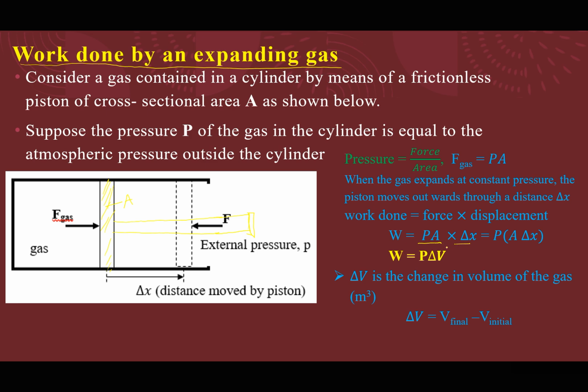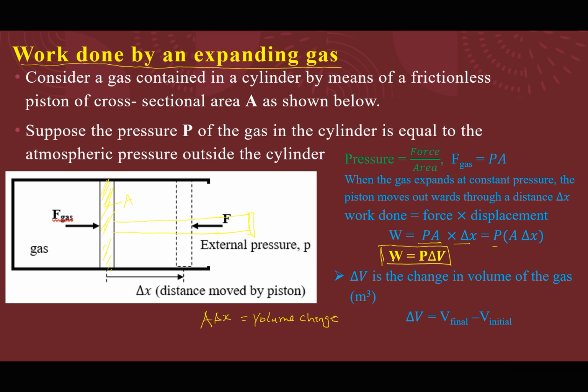So when we rearrange this, it would be P times A times delta x. And remember, the cross-sectional area times delta x, so we have the cross-sectional area of the piston times another length, gives us the volume, or the volume change. Therefore, we simply say that the work done is equal to the pressure times the change in volume.